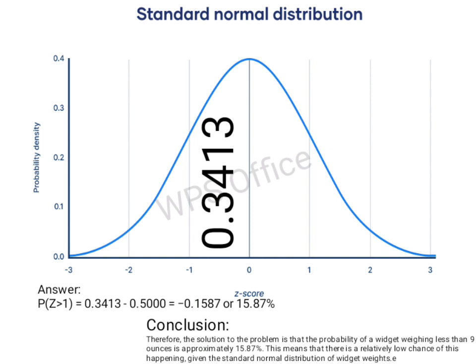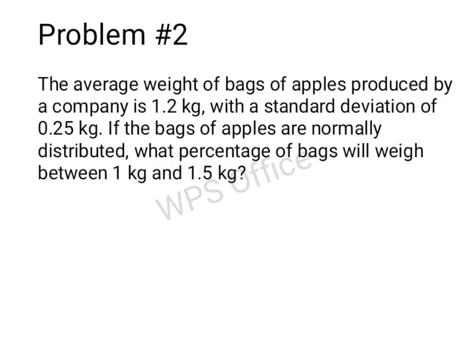Let's proceed to problem number 2. The average weight of bags of apples produced by a company is 1.2 kg, with a standard deviation of 0.25 kg. If the bags of apples are normally distributed, what percentage of bags will weigh between 1 kg and 1.5 kg?